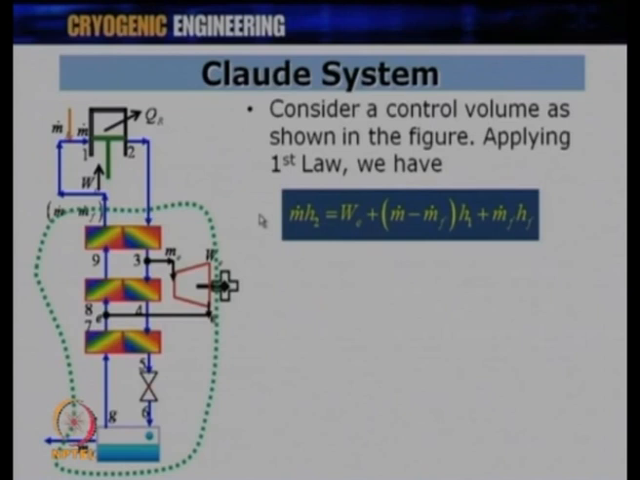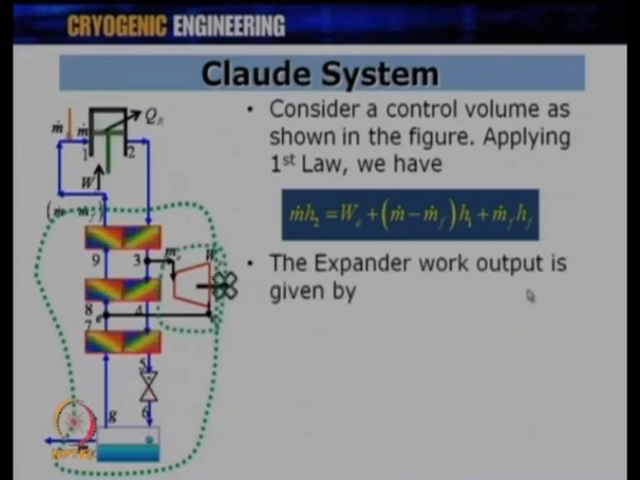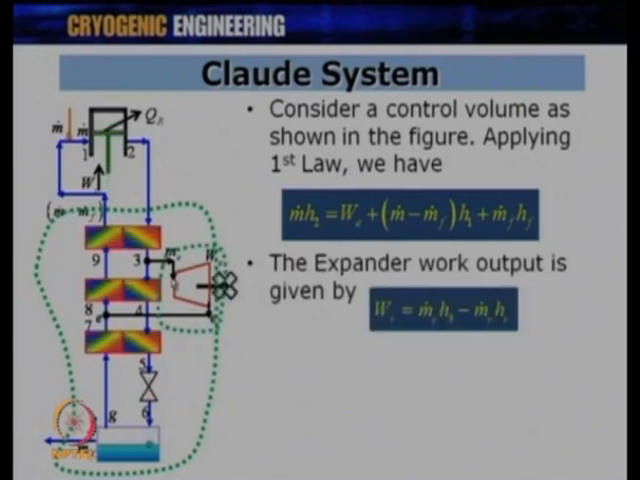So, what is going in has to come out, that is what your first law says. What is entering at this point is m dot H2, and what is coming out of this control volume is m dot E. So, m dot H2 is equal to WE plus the return stream, which comes at this point, which is m minus mf into H1, plus mf HF, which is going to come at this point. All right. The expander work output, WE, is given by what is entering the expansion engine, ME into H3, while what is leaving is ME into HE. So, WE is equal to ME H3 minus ME HE.